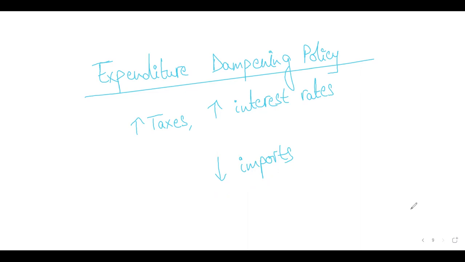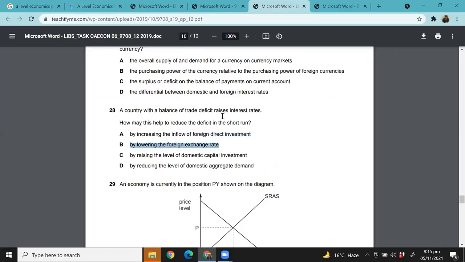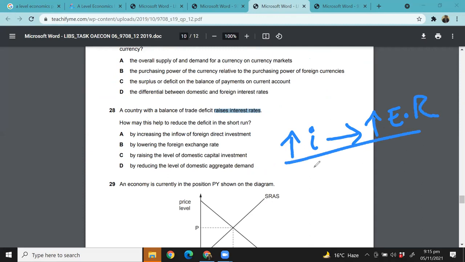Now, coming back to the question. By lowering the foreign exchange rate: when interest rates rise, generally exchange rates also rise. When interest rates rise, people find your country a more lucrative option to invest. So they will bring their money from their own countries to your country. So the demand for your currency will increase, and usually the higher the interest rates, the higher the exchange rates. Do remember this relationship.